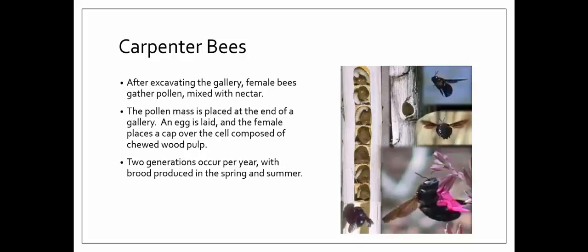Once the nesting cavity has been excavated, the female bee will gather pollen and mix it with nectar. The pollen mass is then placed at the end of the gallery. An egg is then laid and the female places a cap over the cell, which is made from chewed wood pulp. 2 generations of these bees occur each year, with the brood being produced in the spring and the summer.